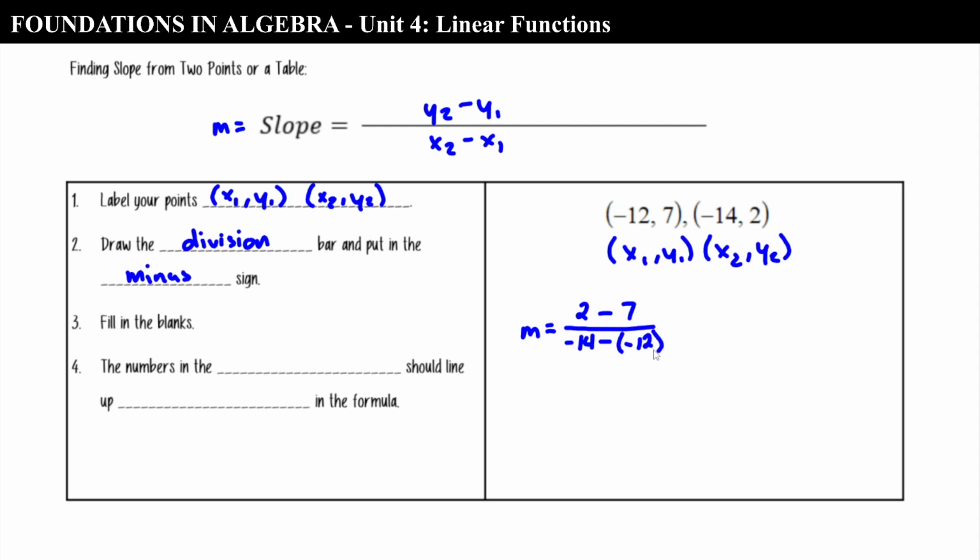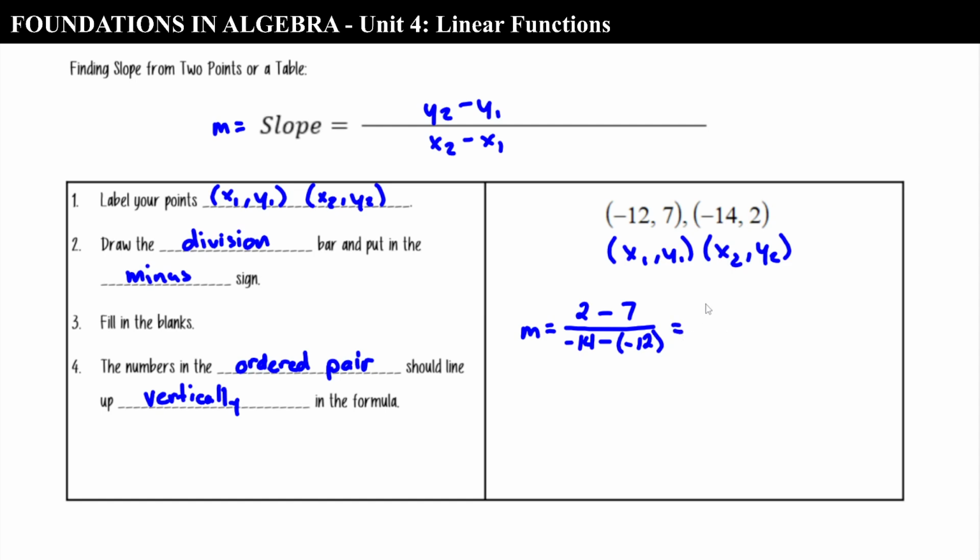So the important thing here is, the reason we put our minus signs in first is because we have to keep that minus sign here even though this is already negative. So another thing to keep in mind here is the numbers in the ordered pairs should line up vertically in the formula. So our x2 and y2 are 2 and negative 14. They line up vertically. Our 7 and our negative 12, they line up vertically.